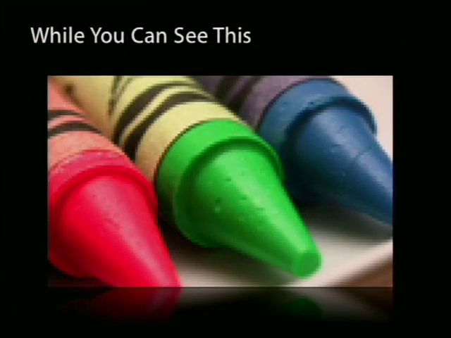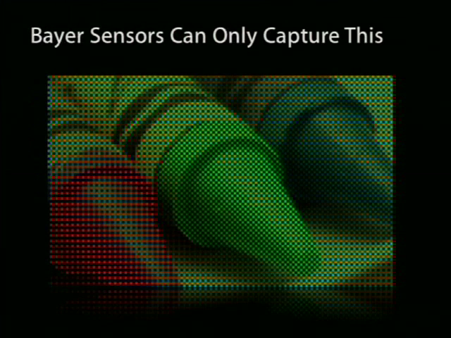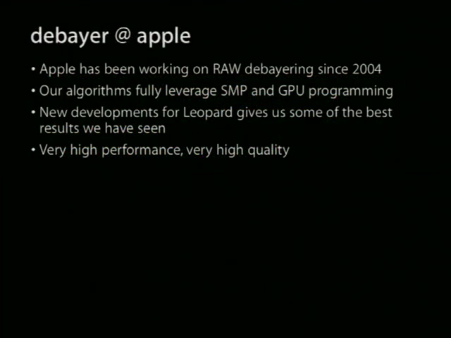A visual way of looking at this same problem is that while your eyes can see an image like this, what most Bayer sensors see is an image like this. And the idea is to be able to recover the full image in a way that's pleasing and undetectable to the user. So this problem is generally known as debayering, and Apple has been working on this problem since 2004.